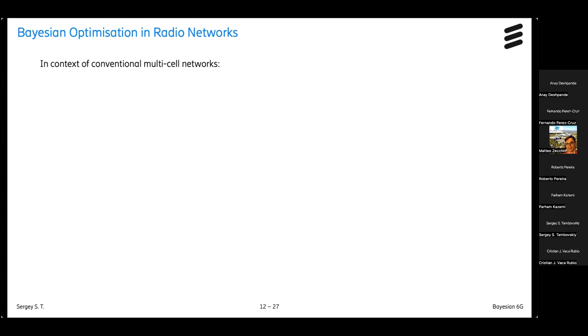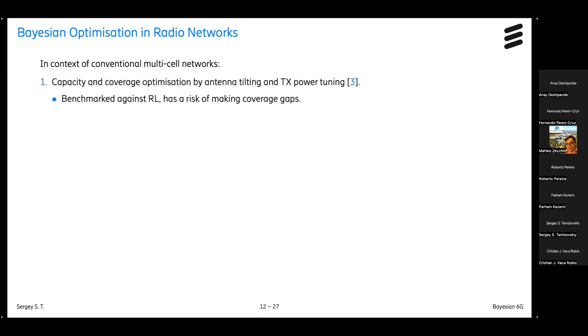Still, up to this date, all works related to this intersection were dedicated to classical conventional multi-cell networks. The first work was dedicated to optimization of coverage and capacity by means of antenna tilting and transmitter power tuning in the downlink channel. Within the work, authors benchmarked their version of Bayesian optimization against multiple reinforcement learning methods. But still, despite the fact that they have used this beautiful framework, there's still an evident risk of making coverage gaps, which in the context of 6G is unacceptable.